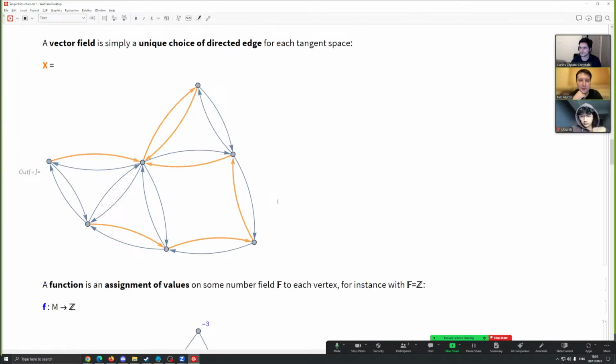So what if there are no edges from the vertex? Is it allowed to have free floating vertices to define your manifold? You mean a vertex just floating here? Yeah, with no incoming or outgoing edges.